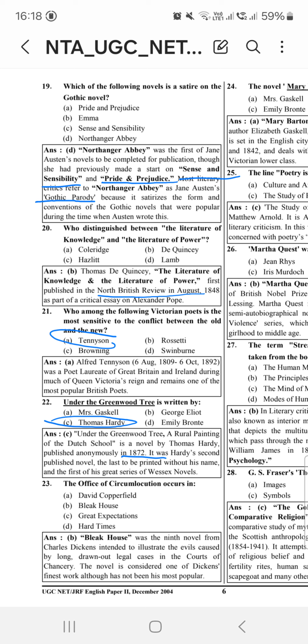The Office of Circumlocution occurs in Bleak House. The correct answer is option B, that is Bleak House. The novel is considered one of Dickens' finest works, although it has not been his most popular.